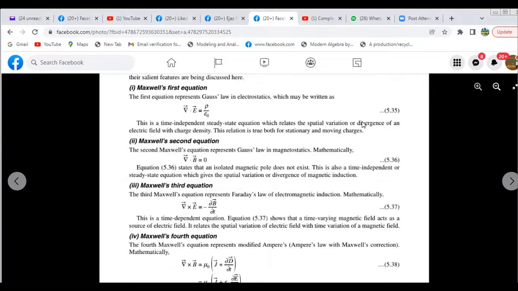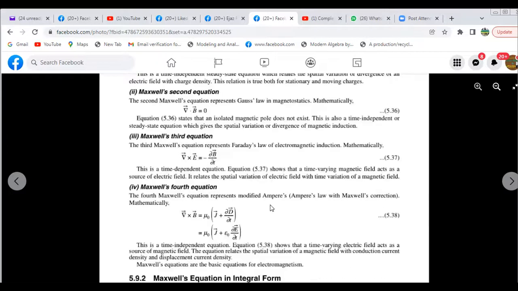And the second one, Maxwell's second equation. The second Maxwell's equation represents Gauss's law in magnetostatics. Mathematically, the divergence of the magnetic field equals 0. That means a single pole cannot exist. So this states that an isolated magnetic pole does not exist. This is also a time-independent or steady state equation which gives the spatial variation or divergence of magnetic induction.